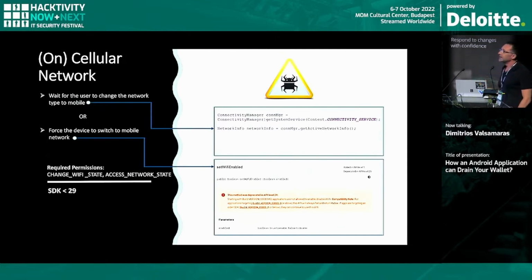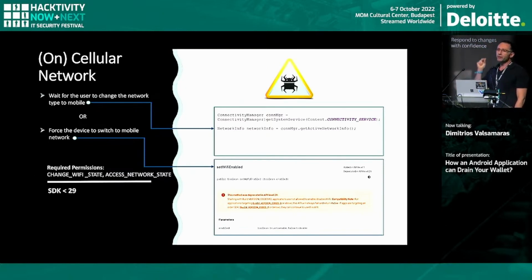And the next step is to make sure that the device operates on a mobile network. And how is this done? Wait for the user to switch to a mobile network. So create a ConnectivityManager instance, then from this, perform this API call and get the network information out of there. See if the device is connected using a mobile network and go to the next step.